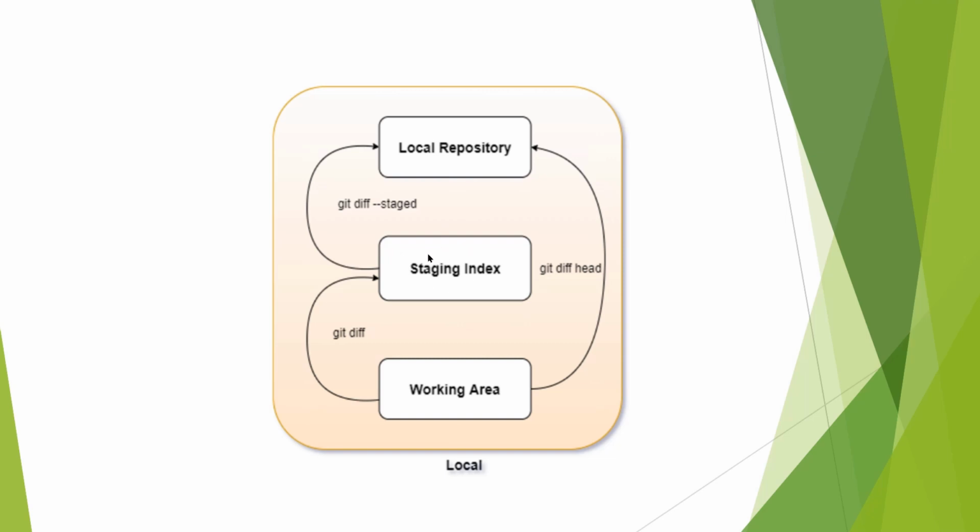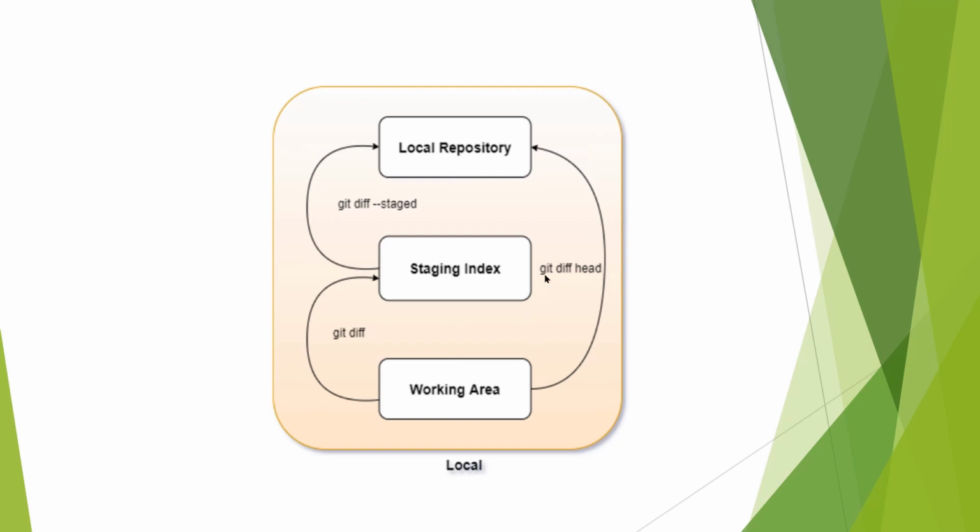And here I will be on the staging index, and I'm comparing file content with the version that is available in the repository, right? So in the first scenario, I will be in the working area and I will compare it with the staging index. In the second scenario, I need to be in the staging index and then I can compare it with the repository. For that purpose, we use the git diff staged command. Staged is the flag that we have to mention. And the last scenario is that, being in the working area, you want to compare with the file version which is available in the repository.